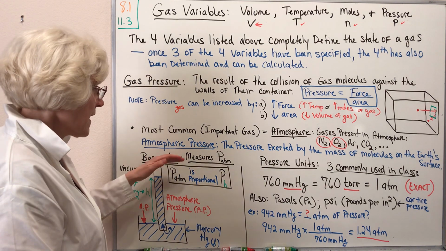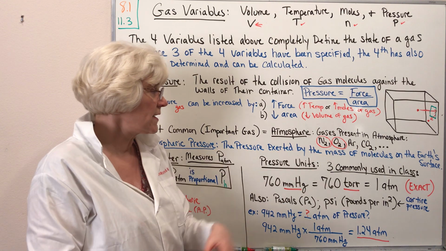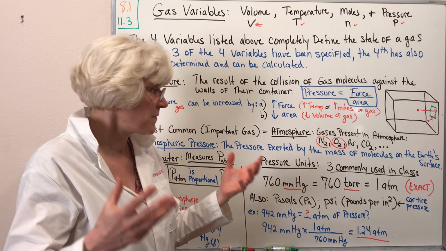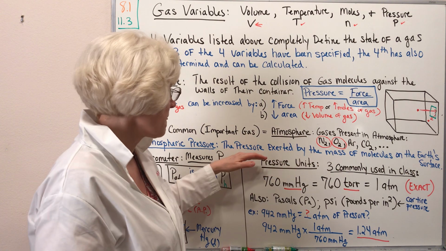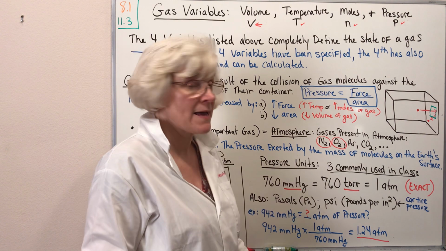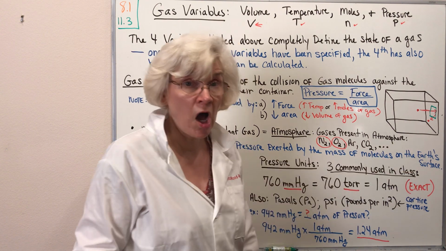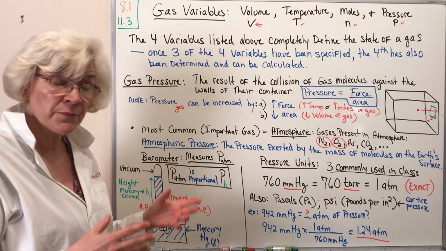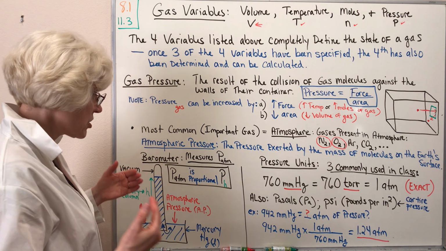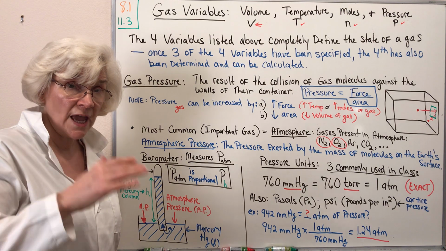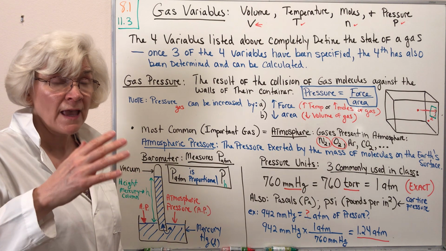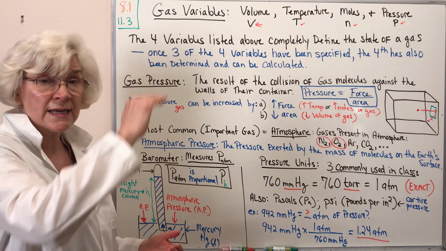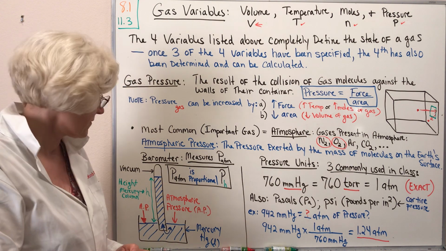Atmospheric pressure is defined as the pressure exerted by the mass of this enormous gas system that makes up the atmosphere, the pressure exerted by that mass of molecules on the Earth's surface. And we need to measure the pressure of the atmosphere. It can change based on location on the Earth's surface. Atmospheric pressure is greater at sea level, for example, than it is at the top of a mountain.